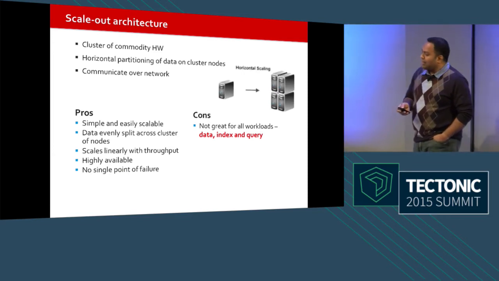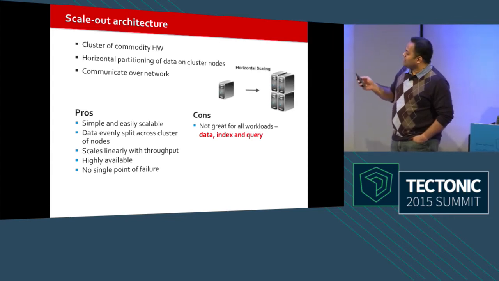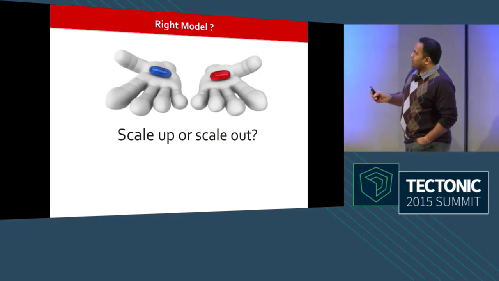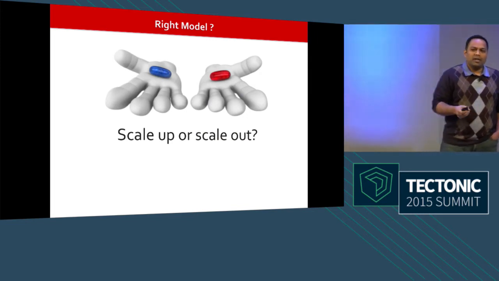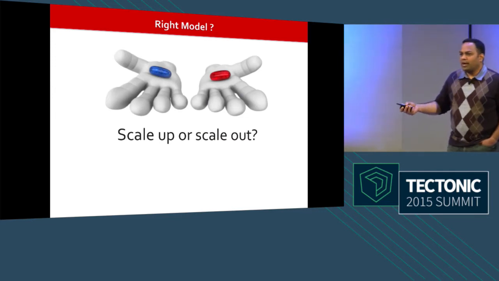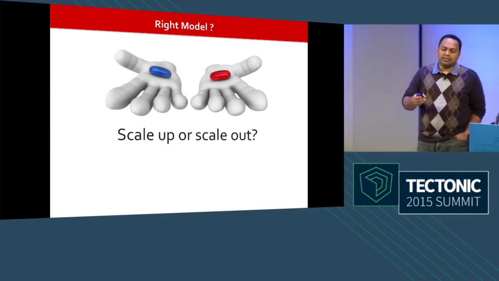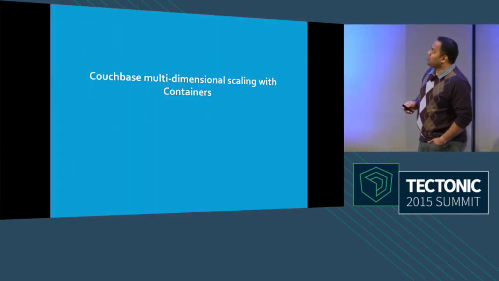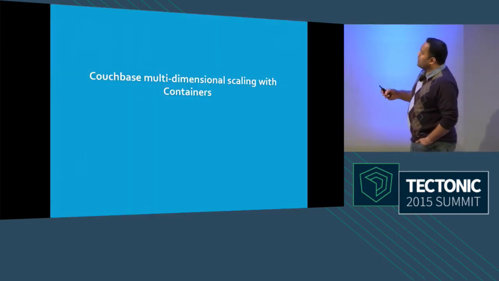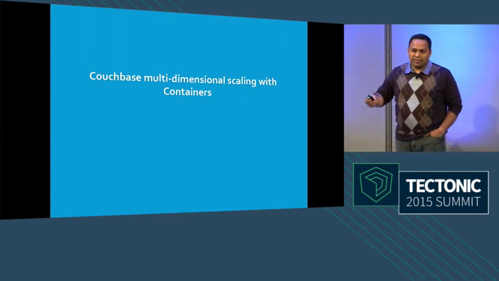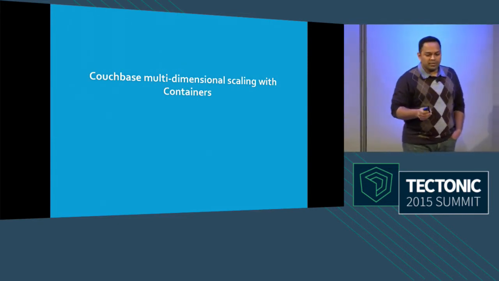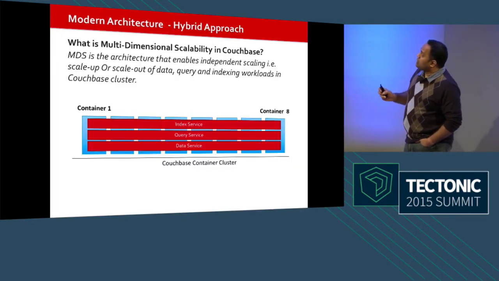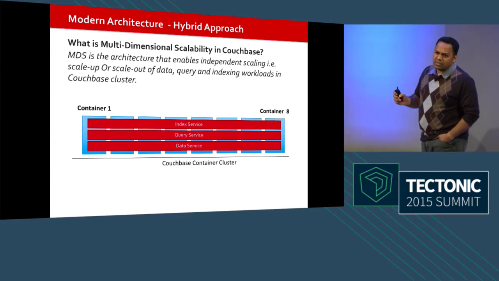So in general, the question usually comes down to: what's the right model? Do you want to scale up or scale out? Scaling up has some good things about it, but it won't fit well. Scale out is good for data, but it doesn't fit well for query and index, right? So we at Couchbase, and this is why we are here, started thinking about what really matches with what you have been doing in containers, which is virtualization or isolating the services. So we started thinking hard, and we designed this new architecture called MultiDimensional Scaling.